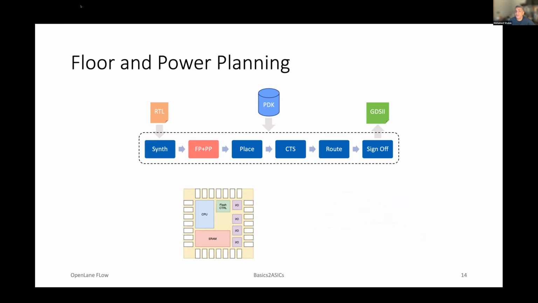Okay, once we have this, comes the step of floor planning, and depending on whether you are doing this for just a small block in a bigger design or for the whole chip, the floor planning will be different. For example, if I have a chip that has multiple blocks inside, which we typically refer to as macros, like CPU, flash controller, input-output devices, SRAM, and I/O pads, we refer to this as the floor plan of the chip. And each one of these macros by itself has to be floor planned as well.